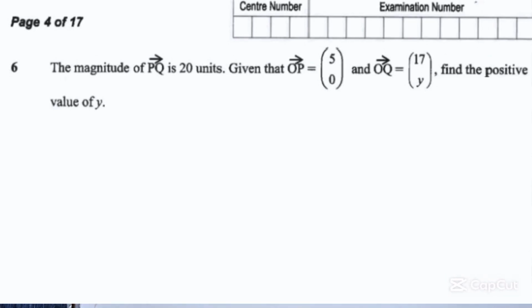We are now on question number 6. We are given that the magnitude of vector PQ is 20 units, given that OP is equal to (5, 0) and OQ is (17, y). Find the positive value of y.